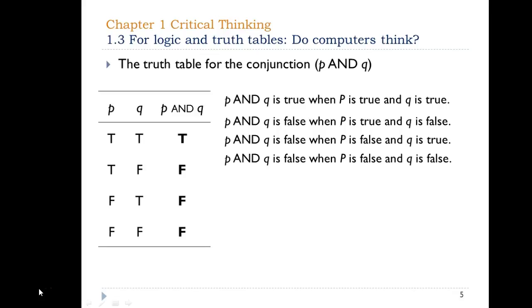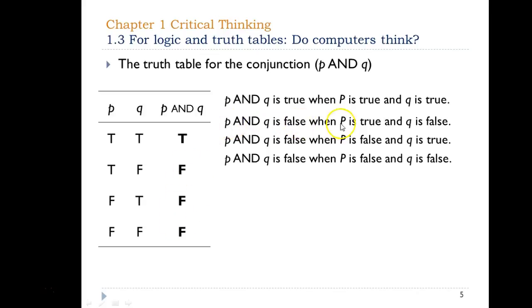The truth table for the conjunction P and Q is given here. P and Q is true when P is true and Q is true. That's the first line of the table, right? So this is the only time when P and Q is true: when both P and Q are true. In all other cases, P and Q is false.